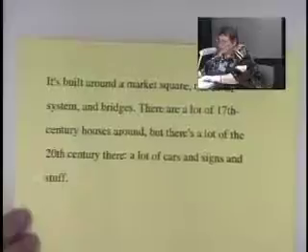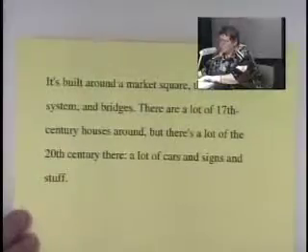Let's take a look at modern Delft today. You can see traces of 17th century architecture. It's all over the place. See that stepped roof? Typical. Those small shuttered windows, they're just like the homes that were around and very much like the one that Vermeer lived in at the time. And then going on, Tracy tells us it's built around a market square, the canal system and bridges. There are a lot of 17th century houses around, but there's a lot of the 20th century there, a lot of cars and signs and stuff.